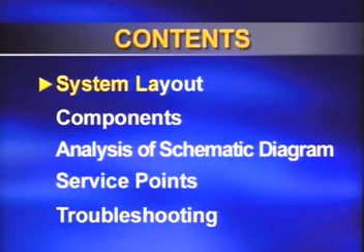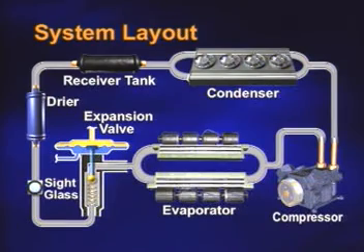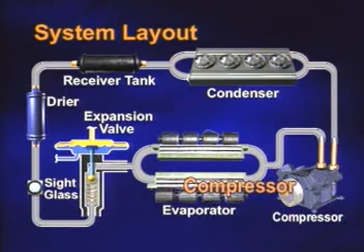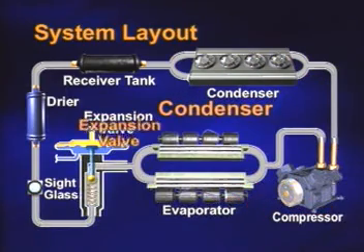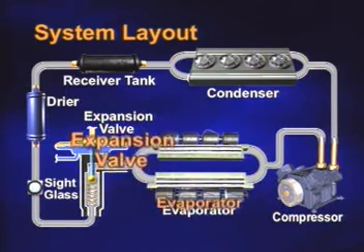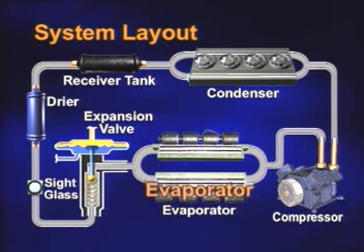First, the system layout. The system layout of the roof-on air conditioning system is shown on the screen. The cooling system consists of four major components: compressor, condenser, expansion valve, and evaporator. The compressor compresses and supplies refrigerant to the air conditioning system.